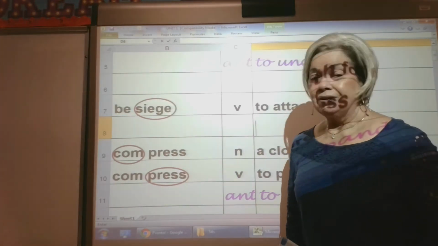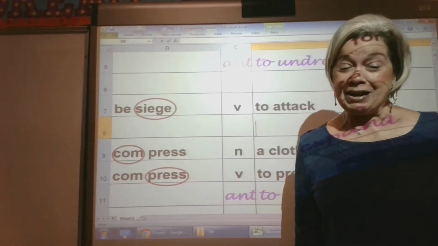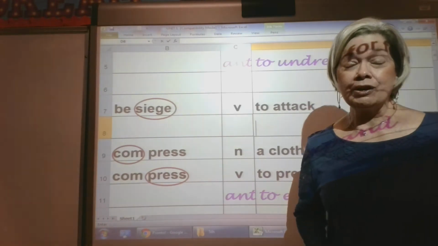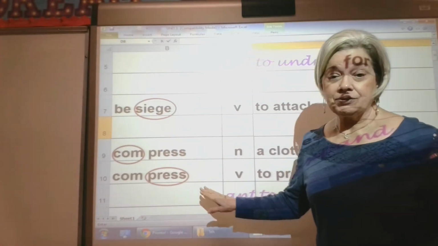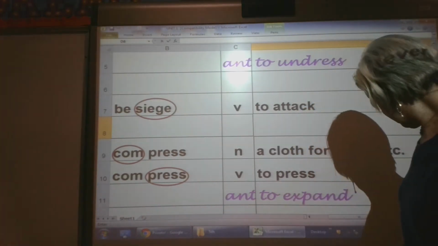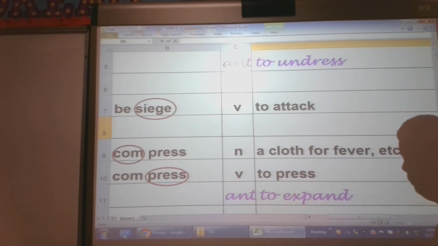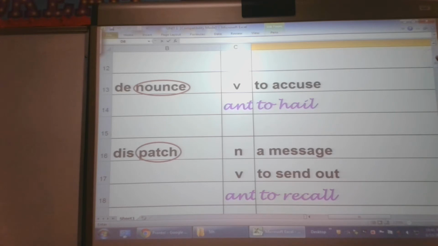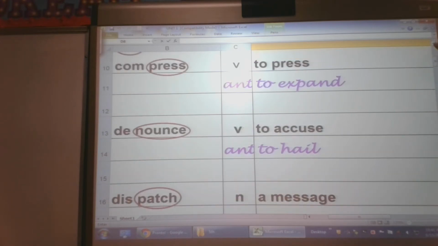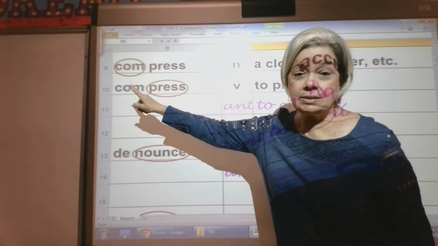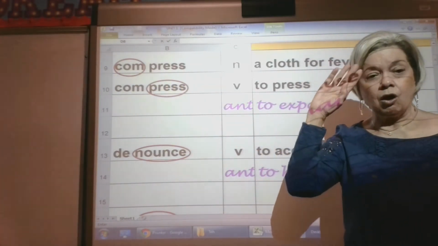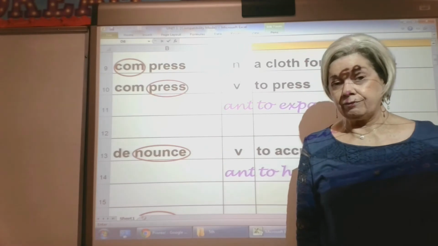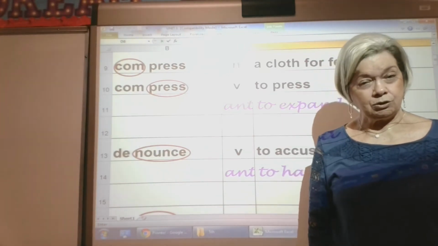Now the next word. English is an amazing language and it has lots of things we can do with our words. And this word is an example of some of the things that they can do. We are able to pronounce this word two different ways. We can pronounce it compress when we want it to be a noun, because it's that cloth that you might put on your forehead when you have fever or on your shoulder when you have an injury.